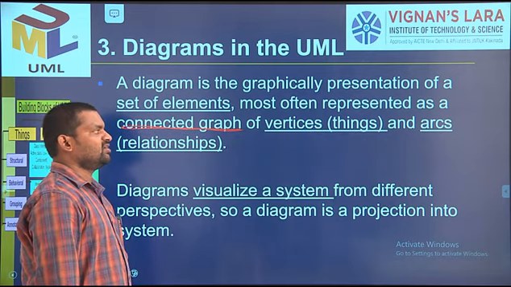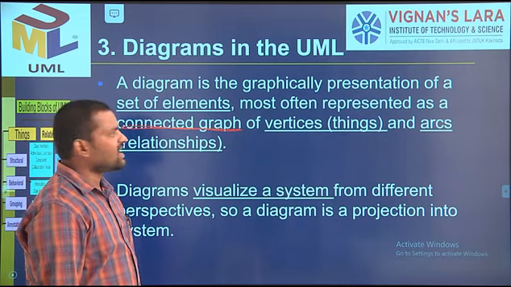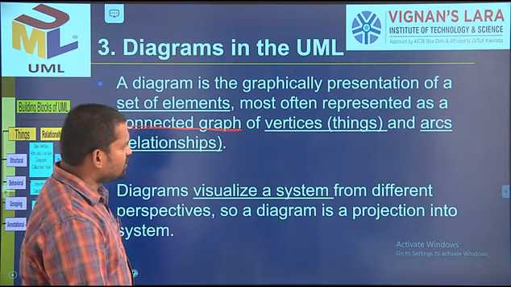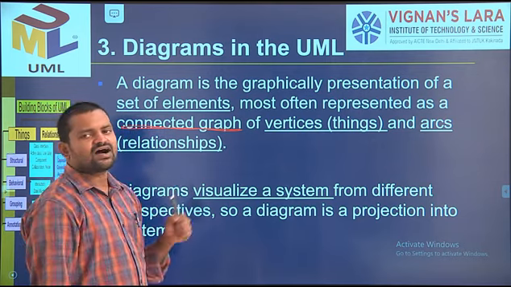A diagram is a connected graph which has some vertices, which we simply call things, and also some arcs. Arcs are nothing but relationships. A diagrammatic representation in UML is a diagram.